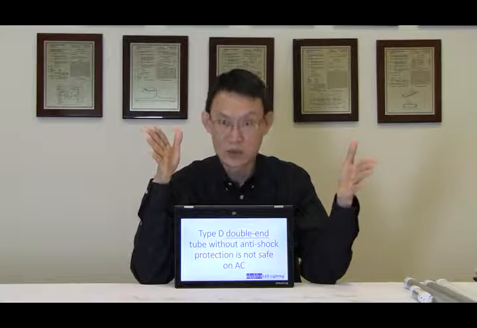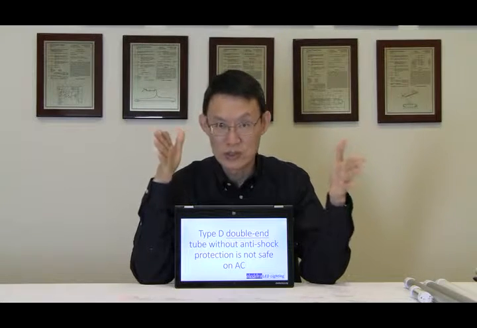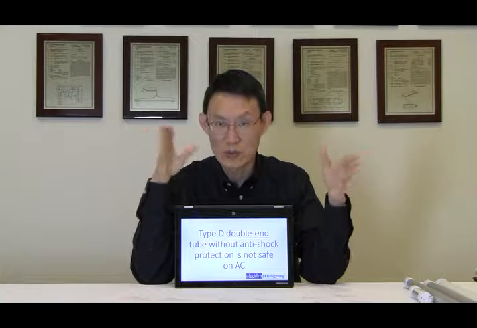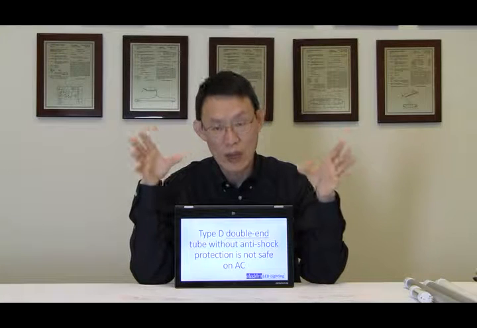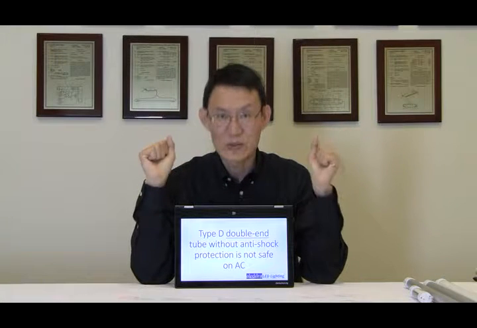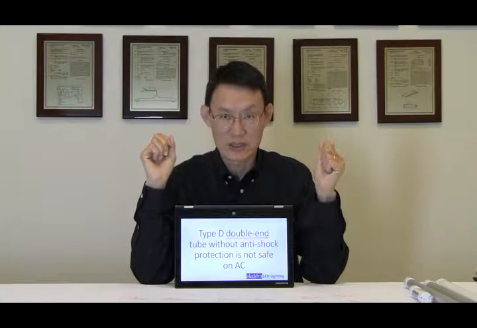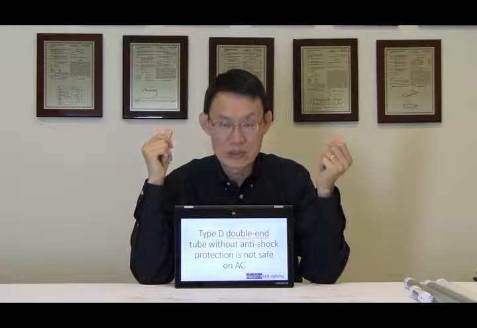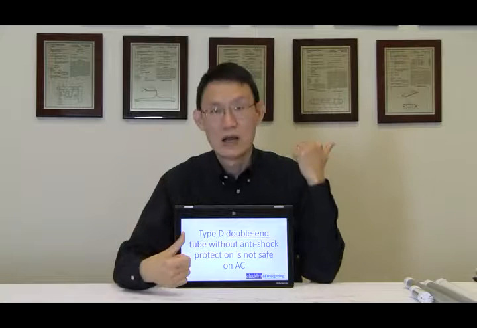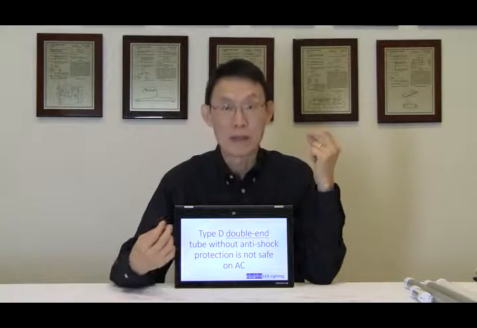Some do, most don't. So you may want to check whether the type D tube that you operate, that is dual, double end wire on AC, has the anti-shock protection or not. Otherwise, your generator may have a potential issue with being shocked. So that's one of the safety issues with the type B.